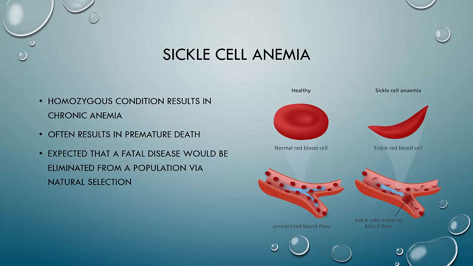Now, sickle cell anemia as a disease is a homozygous condition that results in chronic anemia and often results in premature death. As such, it is expected that such a fatal disease would be eliminated from a population via natural selection. In many populations, this is true. However, in some, the frequencies of the sickle cell allele are quite high, up to 30 to 35%.